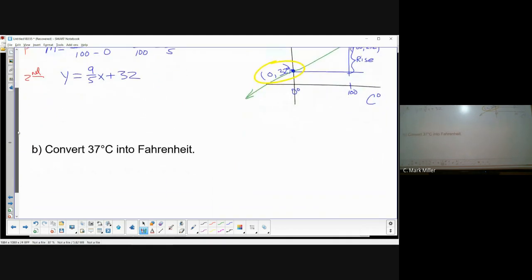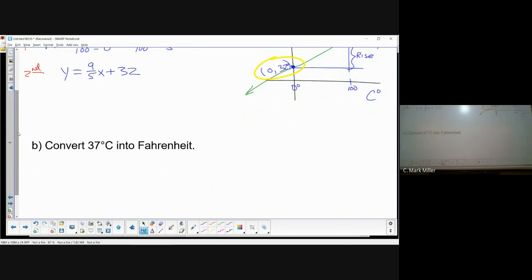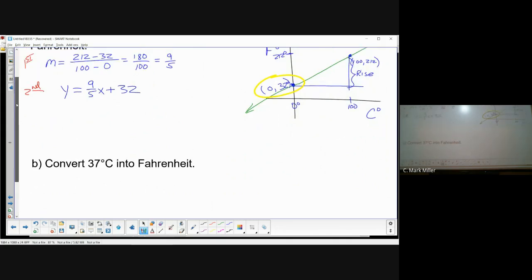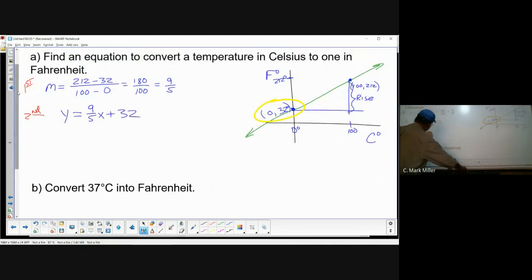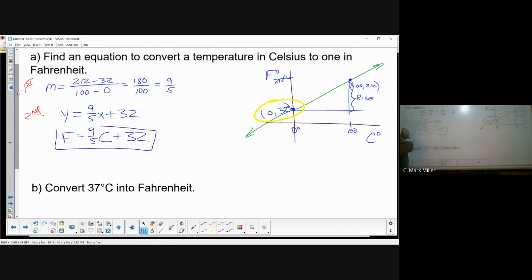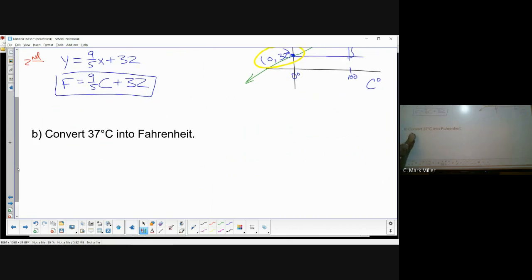Convert 37 into Fahrenheit. So what we should really have done is written this: y is Fahrenheit. It's not x and y. So F is 9/5 C plus 32. So here we have 37 for C. We're interested in the Fahrenheit that corresponds to 37.